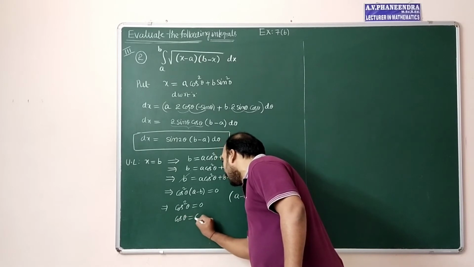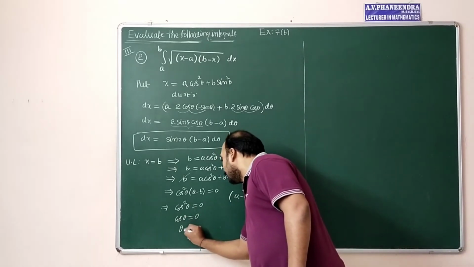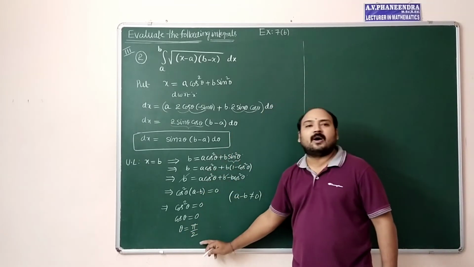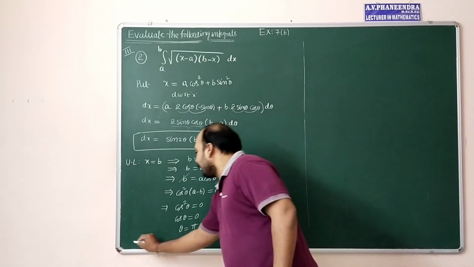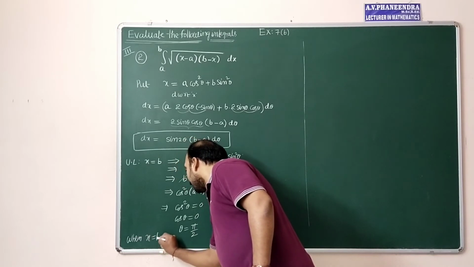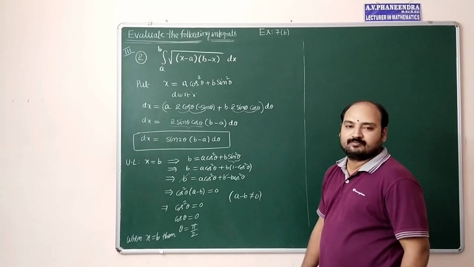Cos theta, when will it be equal to 0? Cos 90 is 0. So theta equal to pi by 2. So now the upper limit becomes pi by 2. When x is equal to b, then theta becomes pi by 2.